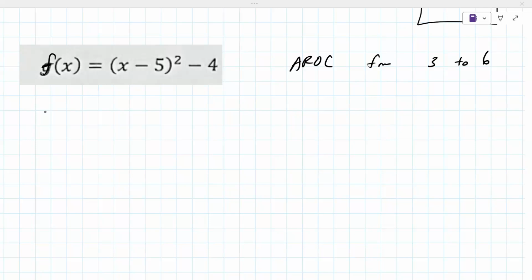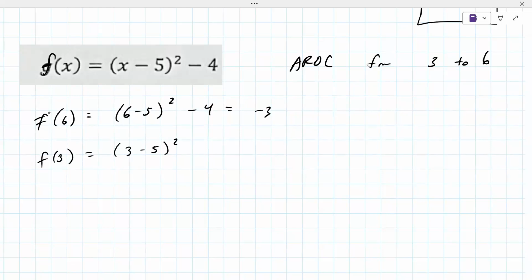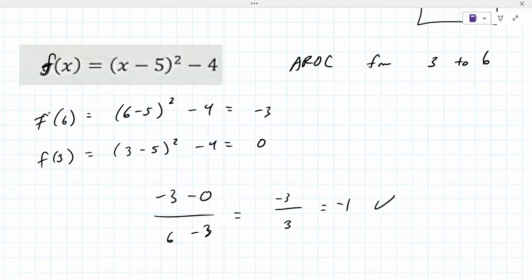All right, so we got f of 6. That sounds right. f of 6, 6 minus 5 squared minus 4 ends up being -3. Is that what you have? Yeah. 3 minus 5 squared minus 4 ends up being 0. So this ends up being -3 minus 0 over 6 minus 3, which is -1.